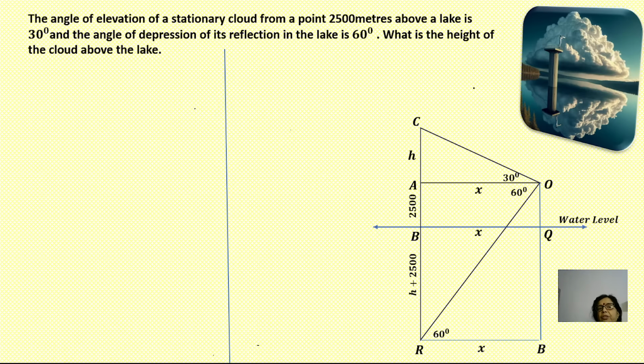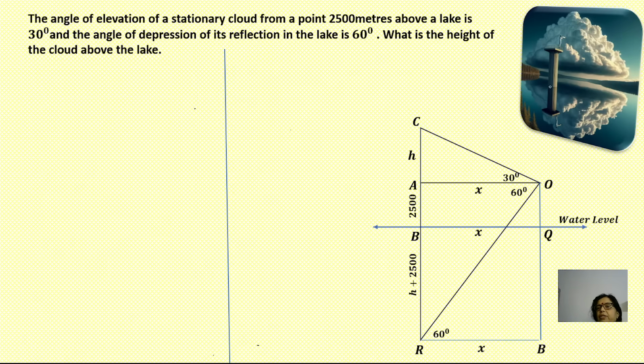Now the next question is: the angle of elevation of a stationary cloud from a point 2500 meters above a lake is 30 degree and the angle of depression of its reflection in the lake is 60 degree. What is the height of the cloud above the lake?